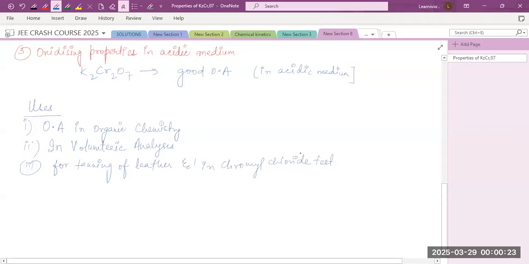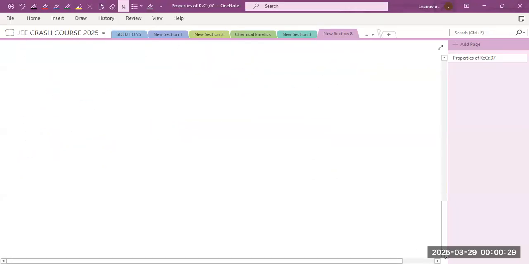Now let's see potassium permanganate. Today I'm trying to cover the D block elements, and tomorrow we will start the F block elements. In F block elements there are just the lanthanoid and actinoid series, and lanthanoid contraction and its consequences, some general characteristics of that. So we will discuss it tomorrow. Today we will cover the D block elements only.